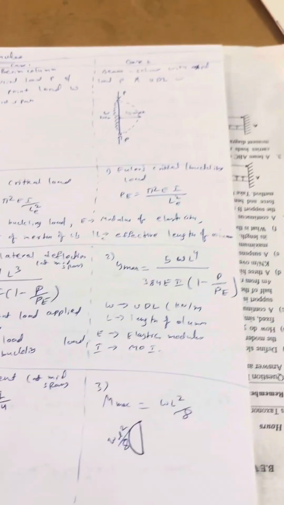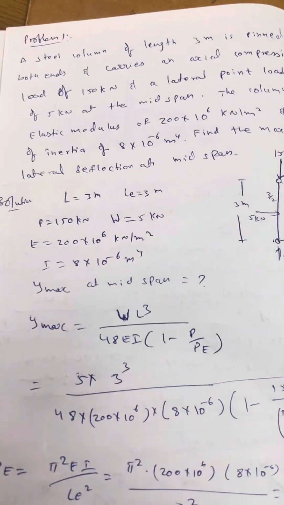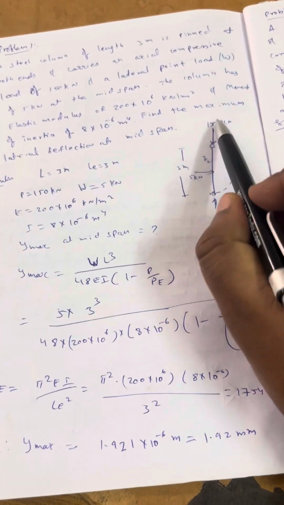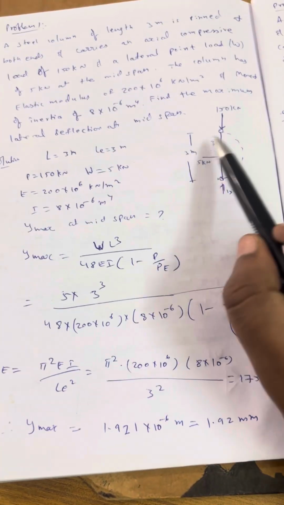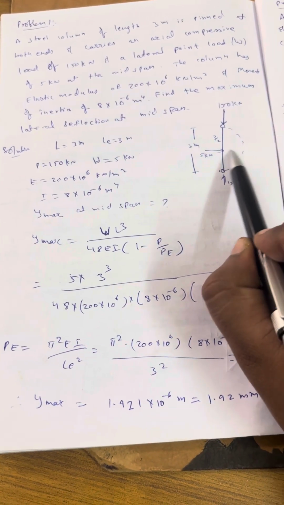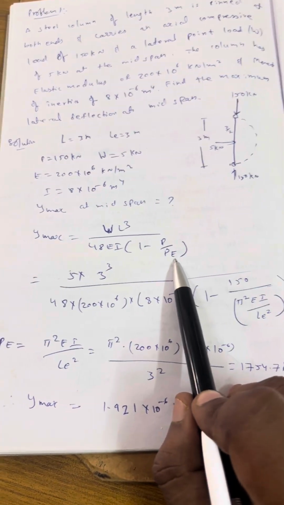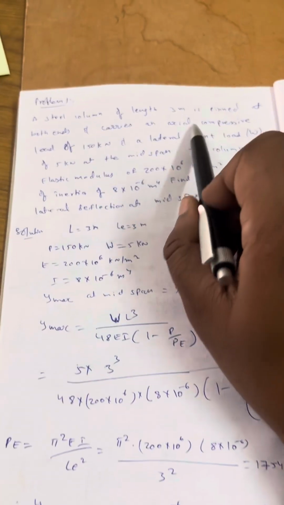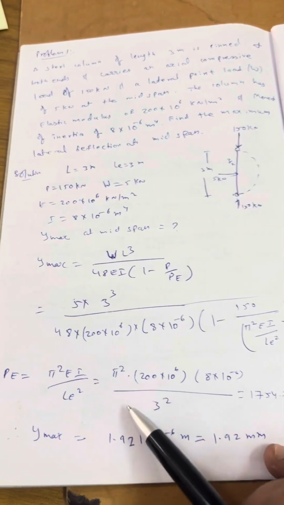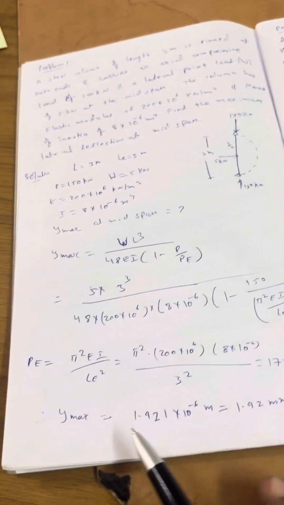Let us discuss problems. Here we have two problems. The first problem is for the first case. Axial load, horizontal force, and length are all given; we just need to find the maximum deflection Ymax at center. We know the formula, so substitute everything. But here we need to calculate PE = pi^2 EI / LE^2. What is LE here? The question says both ends are pinned, so effective length equals the original length. You will get PE, substitute it, and you will get Ymax.